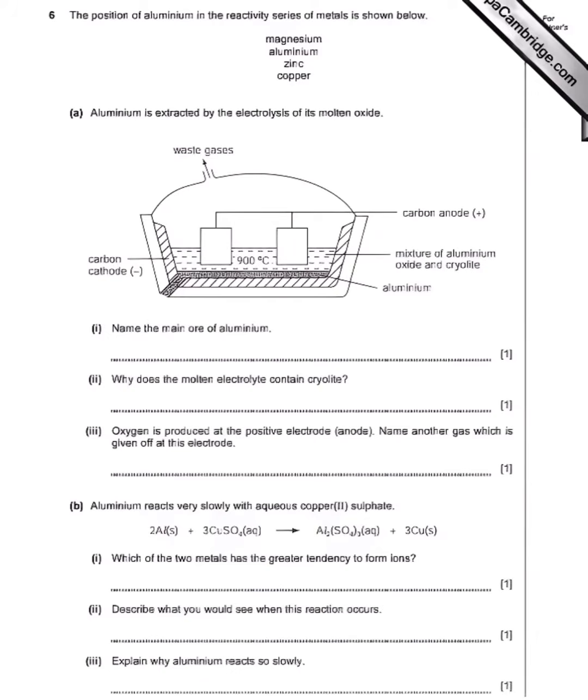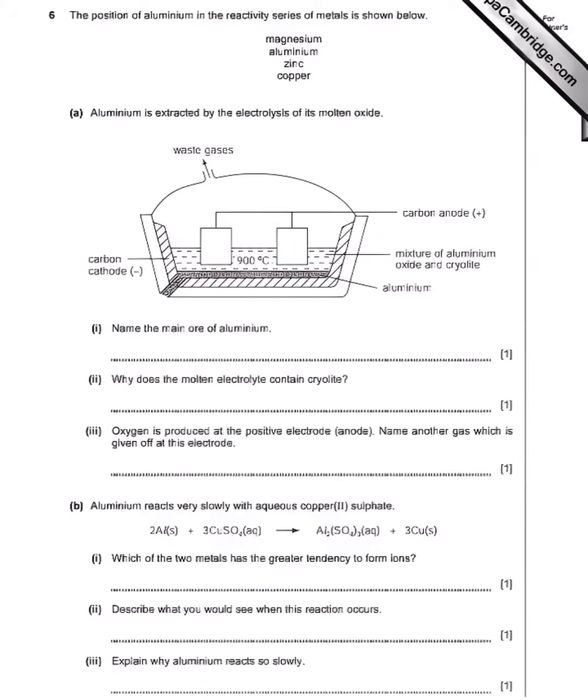So the question is saying the position of aluminium in the reactivity series of metals is shown below. So we are having magnesium, aluminium, zinc, and copper. Question A is saying aluminium is extracted by the electrolysis of its molten oxide, which is aluminium oxide.